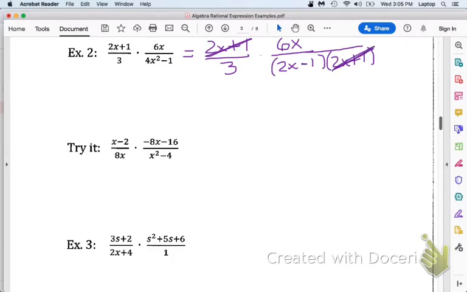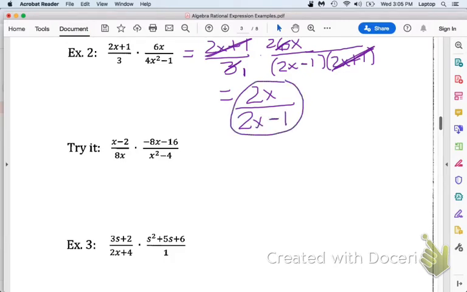The other thing I can look for is, because I would be taking 3 times the 2x minus 1 and I have 6 times x, I can cancel out a 3 from the 3 and the 6. So 3 divided by 3 is 1 and 6 divided by 3 is 2. So I have canceled that out to get a simplified answer that looks like this. 2x over 2x minus 1.